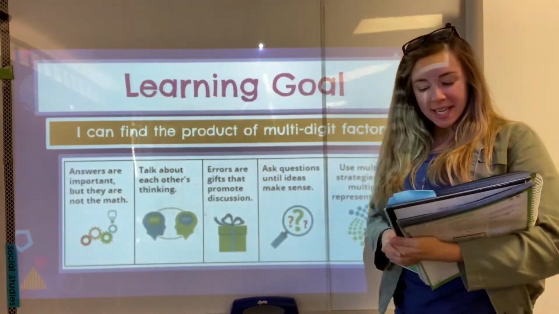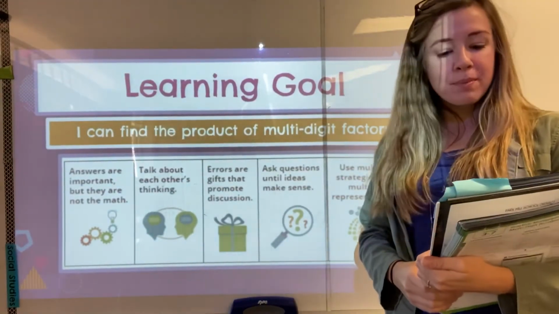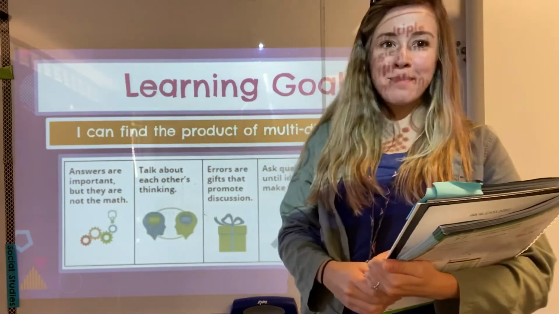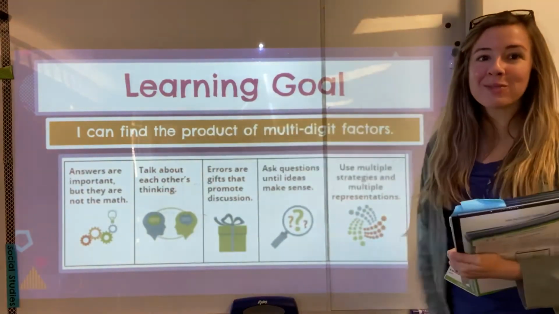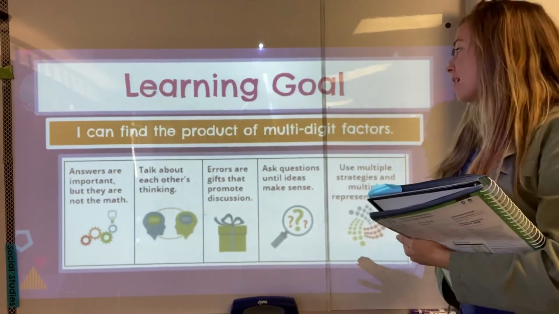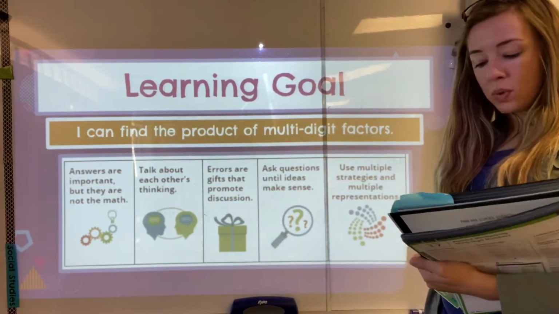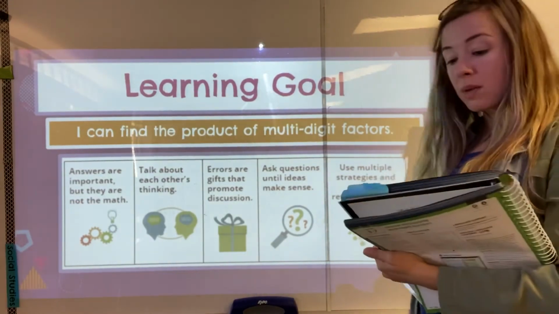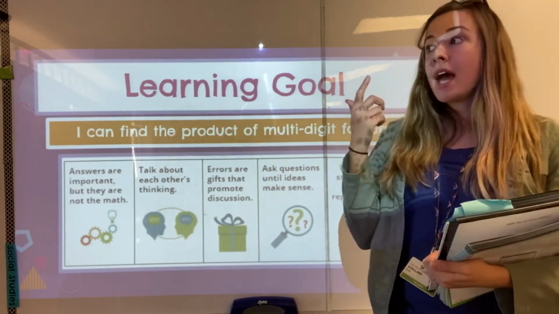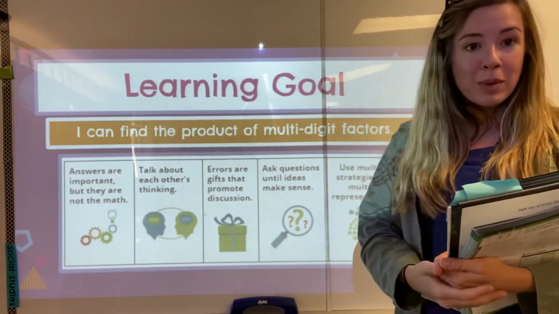Hey students, today we are on lesson 3-7, practice multiplying multi-digit numbers. Our learning goal is up here on the board. You can read it with me. I can find the product of multi-digit factors. So go ahead and open your workbook to page 105 so you can follow along while we work through our solve and share and the visual learning bridge and guided practice.